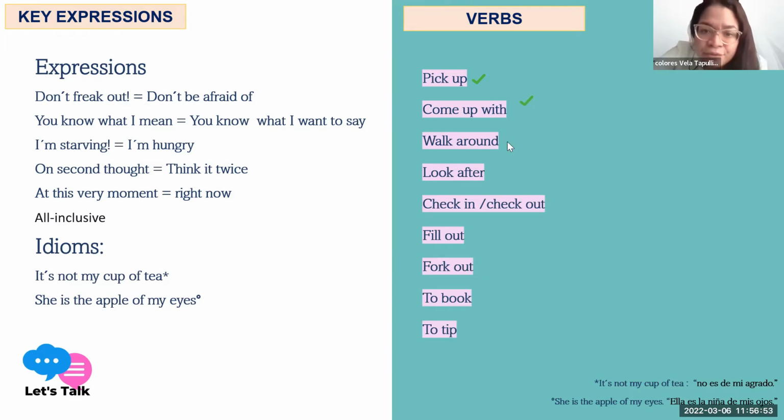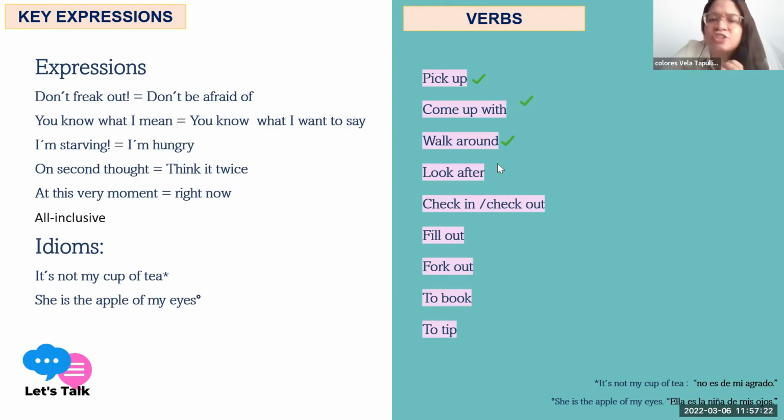Look after. Look after is to take care of someone. For example, today I look after my grandfather. I look after my grandfather because he can't do things by himself.